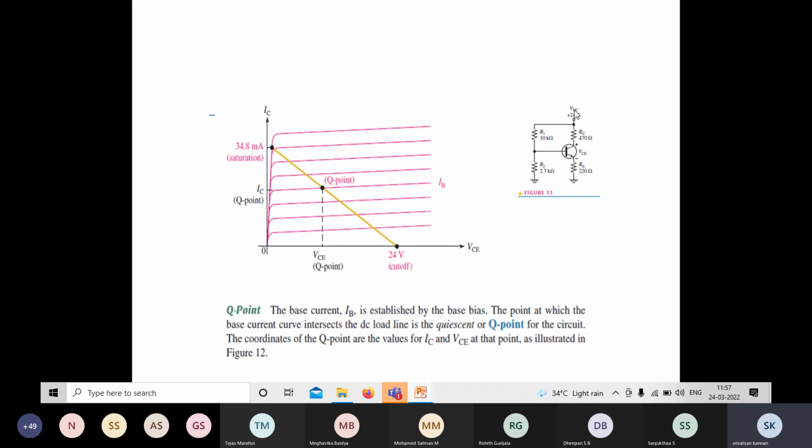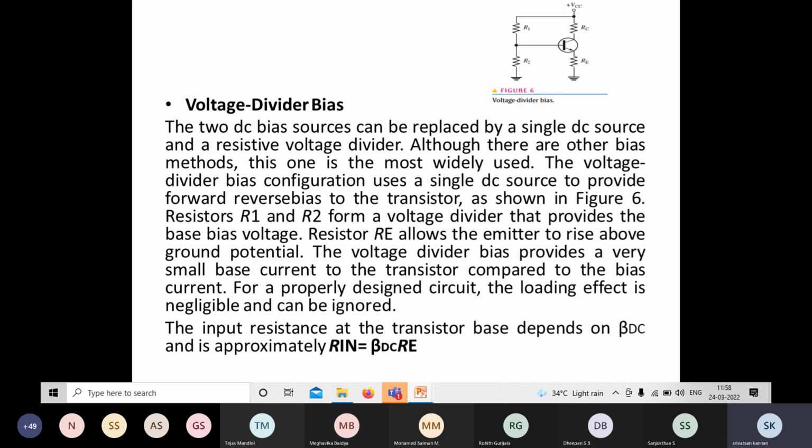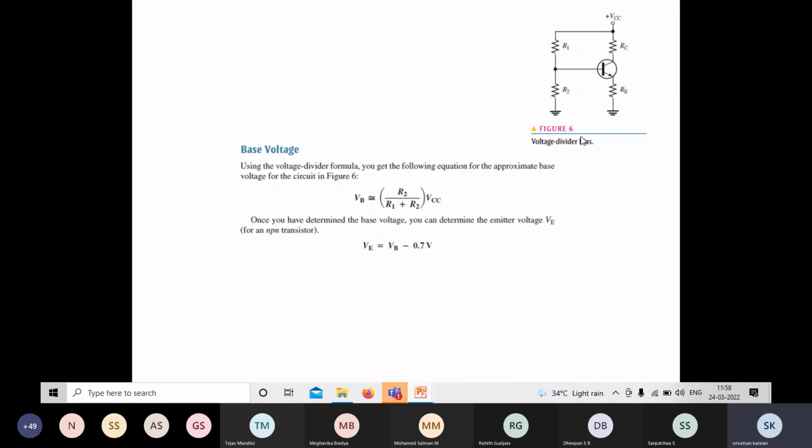So this is known as VCC, and here this is an NPN transistor. The collector is reverse biased by the VCC, and the base is forward biased by the same VCC. So using a single power supply, it is possible to forward bias the input junction and reverse bias the output junction, right? This is the basic advantage of voltage divider bias.